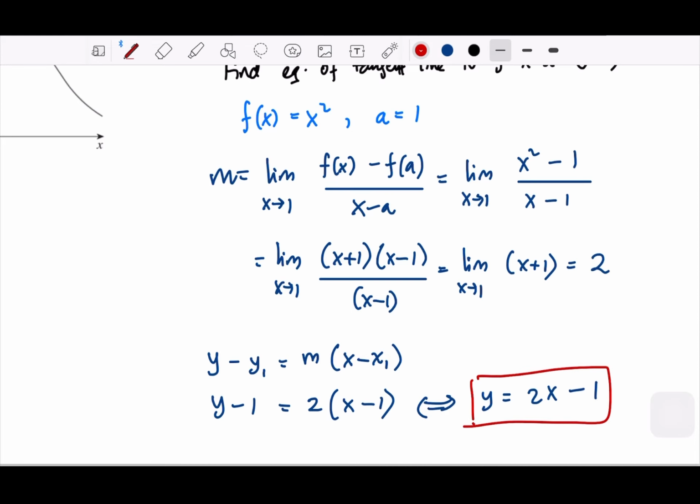And this is one of the typical questions in derivative. Usually they will ask, what is the equation of the tangent line? This is our approach when we are just using limit. Later on there will be several techniques in the derivative concept that might help when we are dealing with the equation of the tangent line.